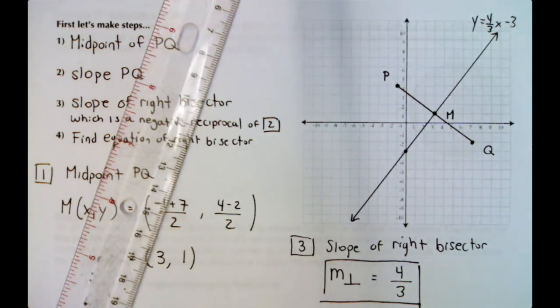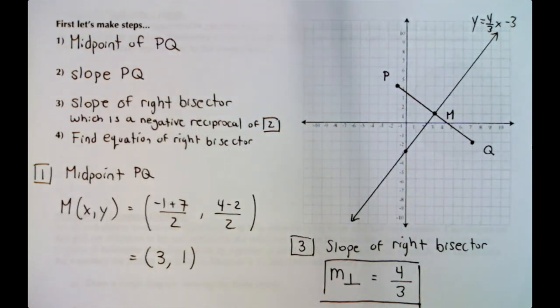And that's the application of a right bisector, finding points that are equidistant from 2 other points.